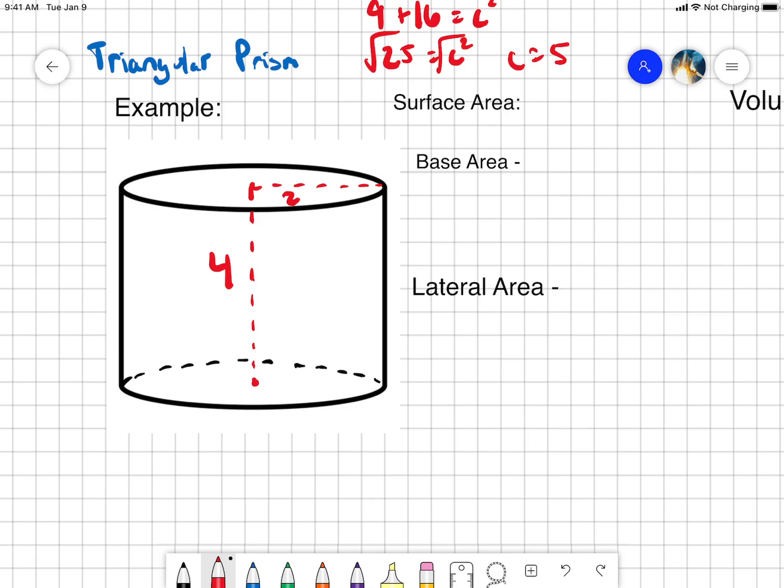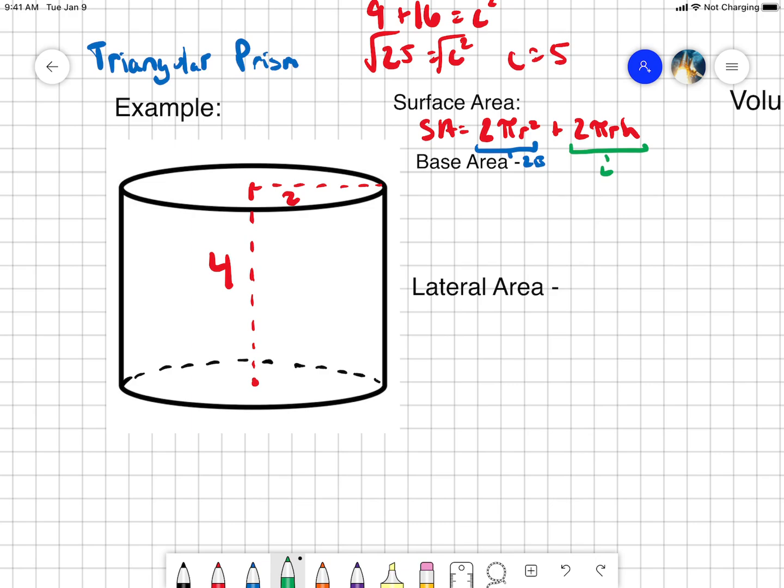Okay? So our surface area, remember using our formula, is going to be 2 times pi r squared, because 2 times the area of one base, plus 2 pi r, my circumference, times my height. Okay? And so this is 2b, and this is my lateral area. Okay? So let's calculate them out first.